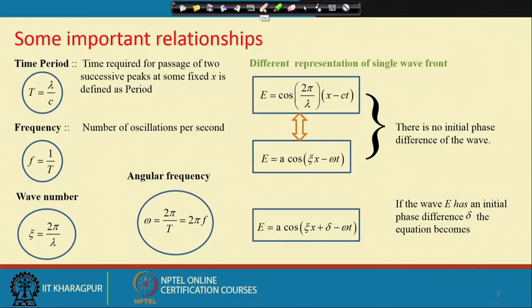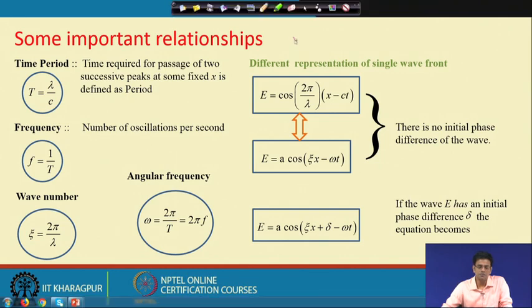For instance, let us discuss some of the relationships. The time period is lambda by c, where lambda is the wavelength and c is the speed of light in vacuum. The frequency, the number of oscillations, f is 1 by the time period. The angular frequency is omega equals 2 pi by T, which I can write as 2 pi times f, the frequency, and the wave number is 2 pi by lambda.